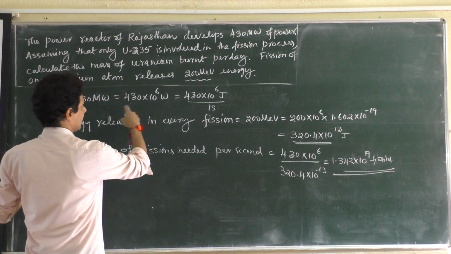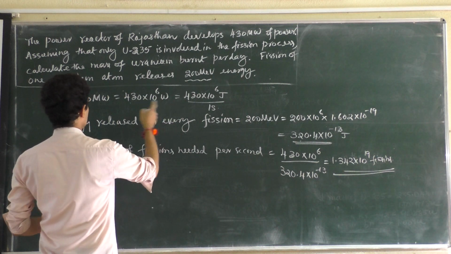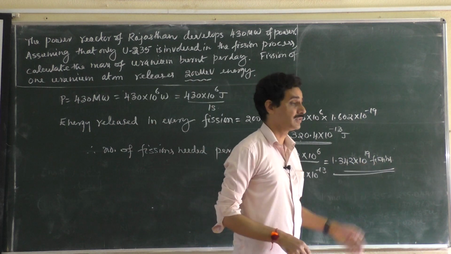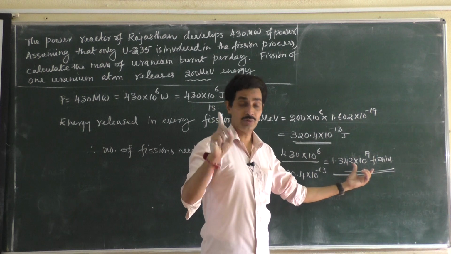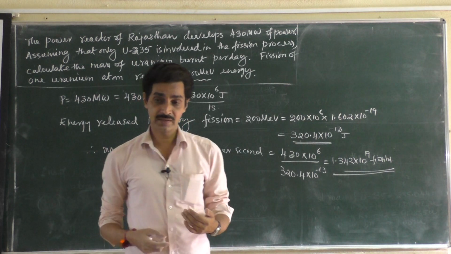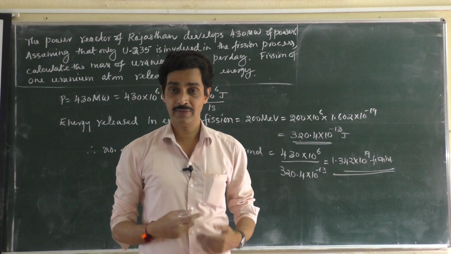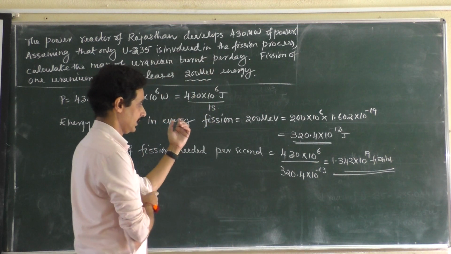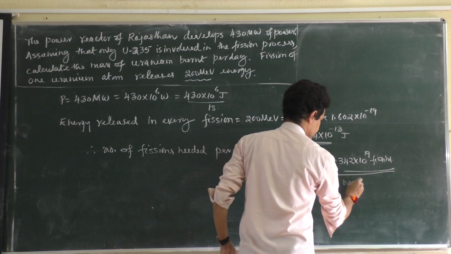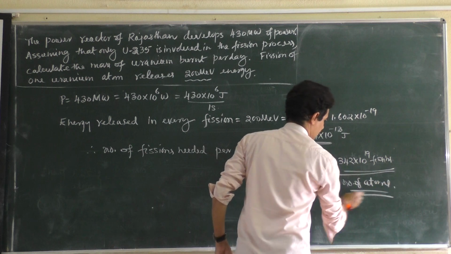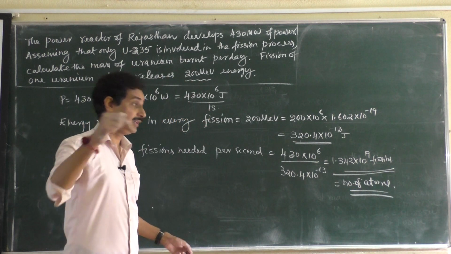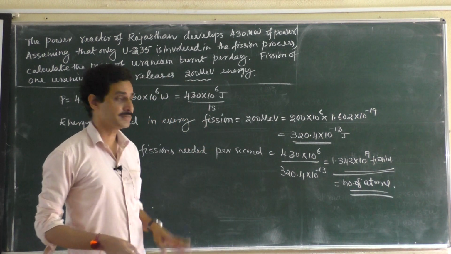Where did we do that? We converted 430 megawatt, and we have converted 200 million electron volt to joules, and we have found out the number of fissions. So many fissions have to occur in 1 second. If so many fissions occur in 1 second, you get this much energy per second. But if so many fissions have to occur, then so many atoms must be available in the material. So how many atoms are available? This itself is the number of atoms. 1.342 into 10 to the power 19 atoms must be available, if each atom undergoes fission.